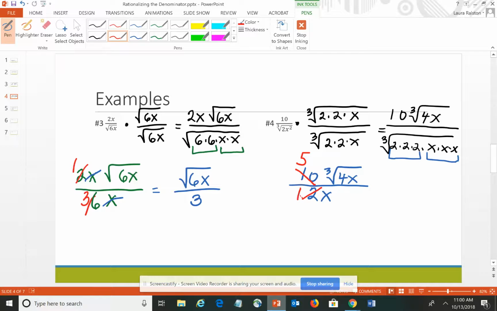2 divided by 2 is 1. So I end up with 5 times the cube root of 4x all over x. Again, you always want to simplify the radicals and simplify the fractions.